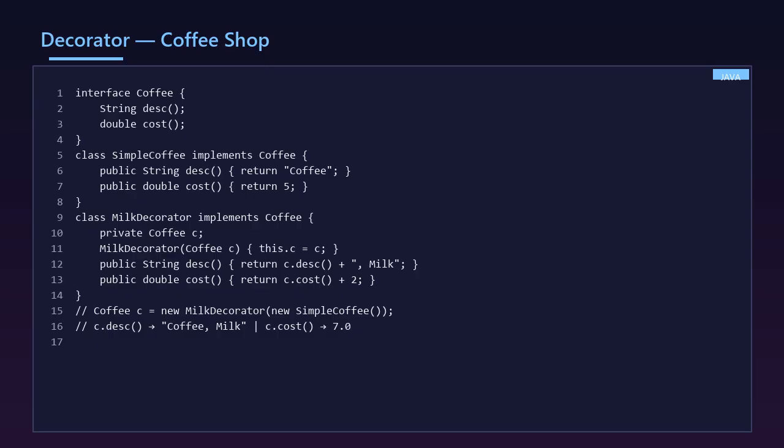Coffee interface has two methods, description and cost. Simple coffee returns coffee and costs 5. Now, milk decorator also implements coffee, but wraps another coffee object inside it. When you call description, it calls the inner coffee's description and appends milk. When you call cost, it adds 2 to the inner coffee's cost. So, new milk decorator wrapping simple coffee gives you coffee, milk and cost 7.